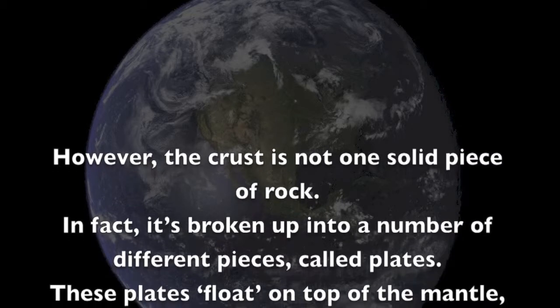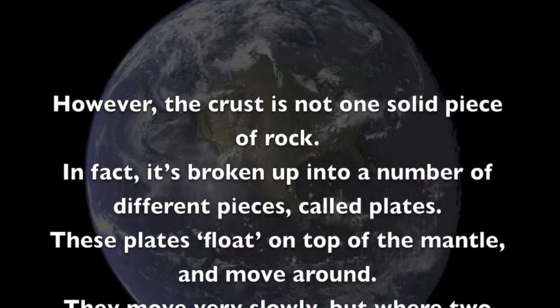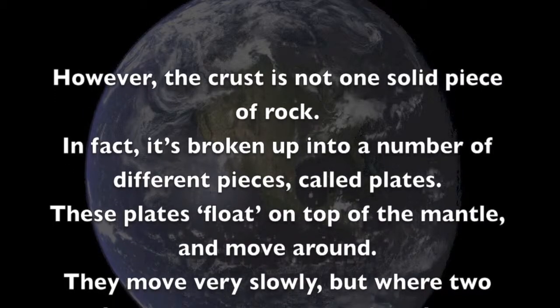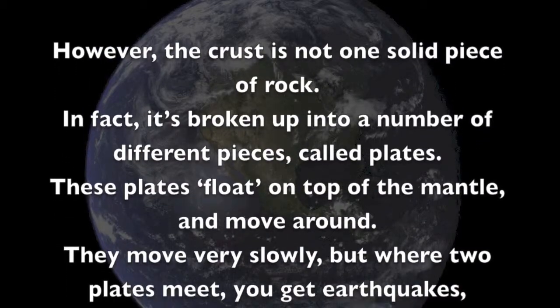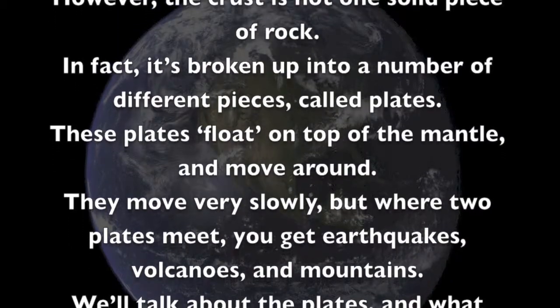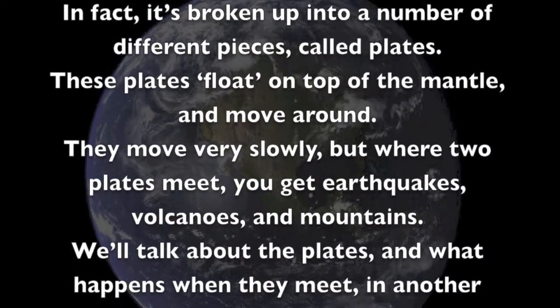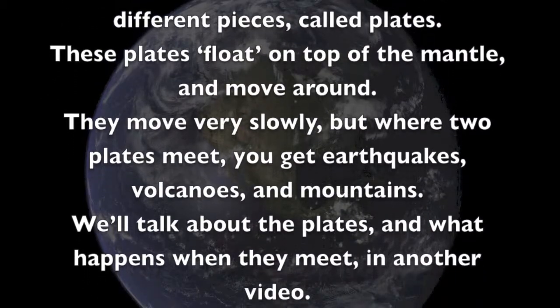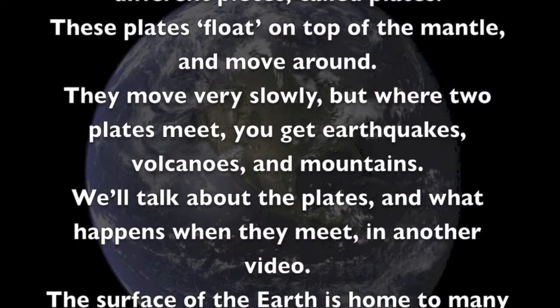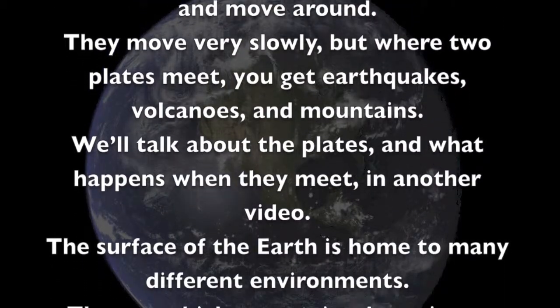However, the crust is not one solid piece of rock. In fact, it's broken up into a number of different pieces, called plates. These plates float on top of the mantle and move around. They move very slowly, but where two plates meet, you get earthquakes, volcanoes, and mountains. We'll talk about the plates and what happens when they meet in another video.